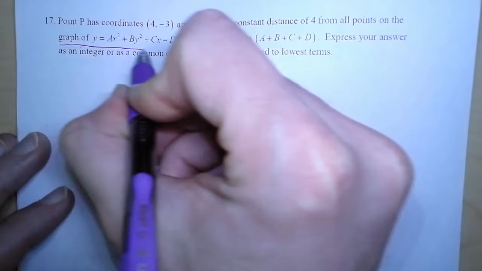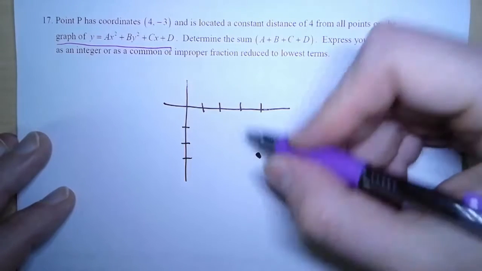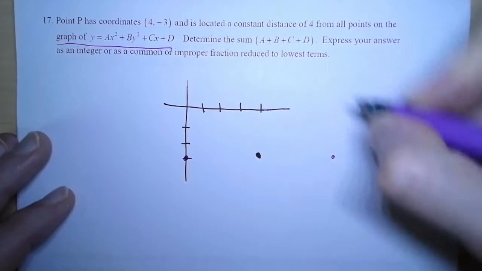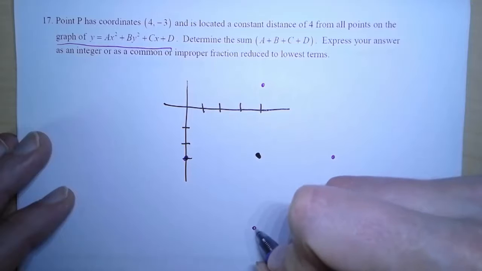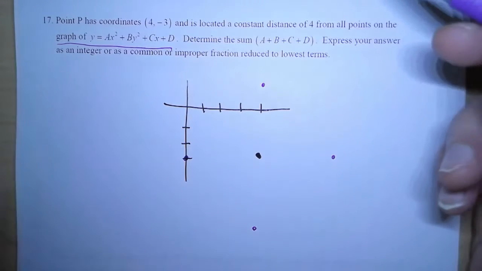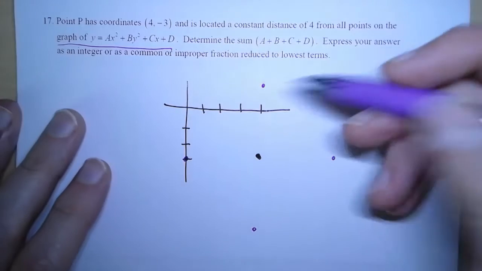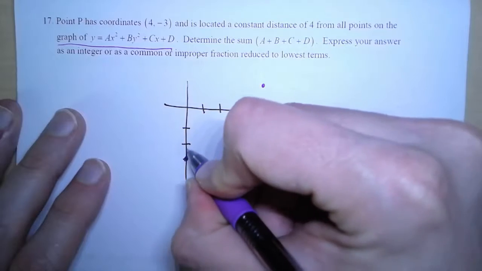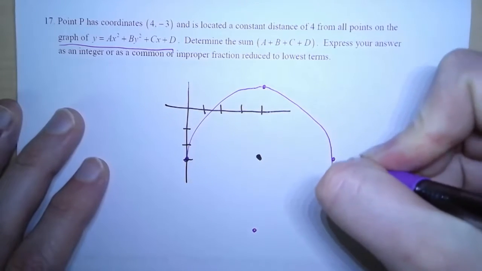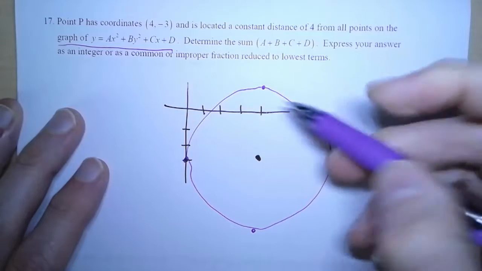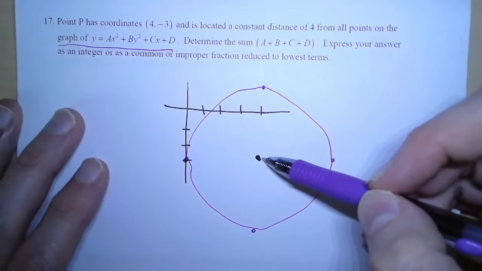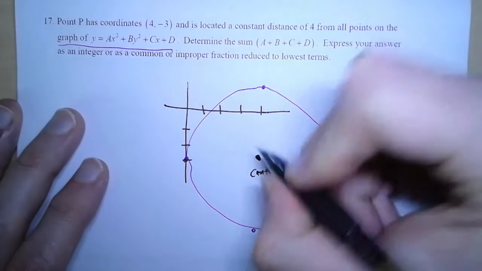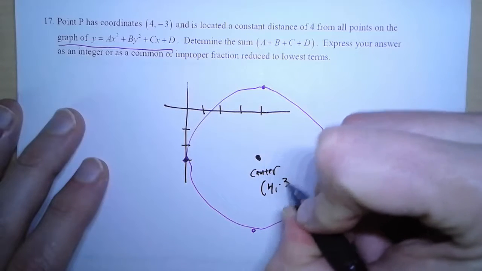So one point of this graph would be over here. That's 4 units away. Another would be over here. Another would be up here, and another would be down here. But there are other points as well, and that's because this phrase right here is really speaking of a circle, because this circle is made up of all the points that are equally distant from this point right here. This is our center point. And so our center is 4, -3.